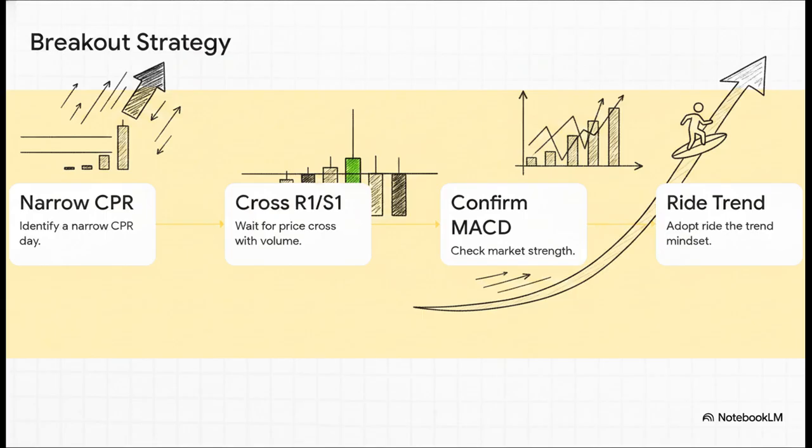You patiently wait for the price to aggressively cross resistance 1 or support 1, and make sure it has significant volume behind it. Step 3. Confirm this strength using a momentum indicator like the MACD, just so you don't fall for a fake out. And Step 4. Adopt the ride the trend mindset. You hold that trade and let the momentum carry you.